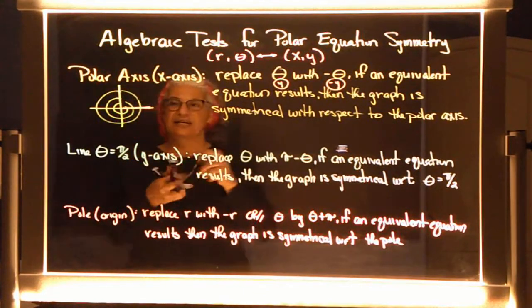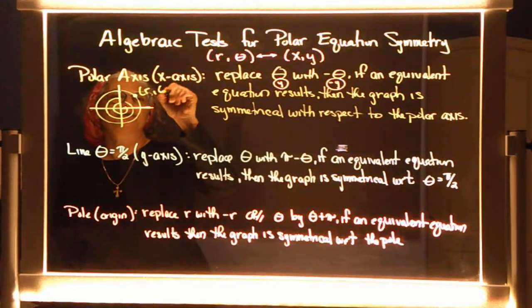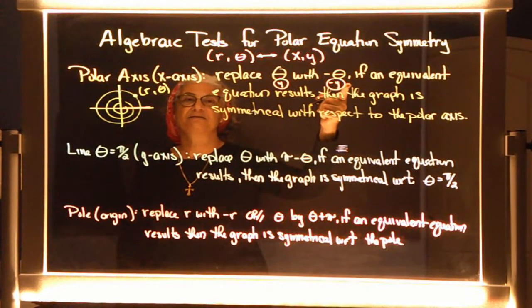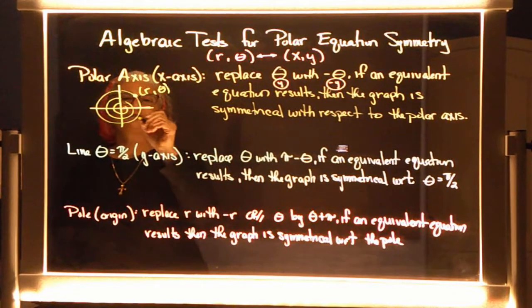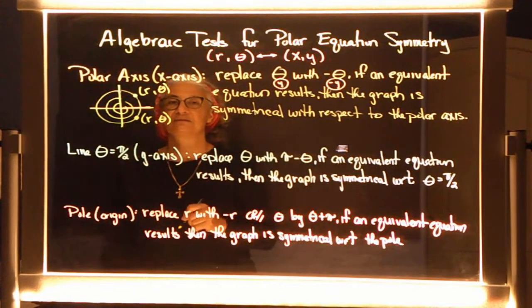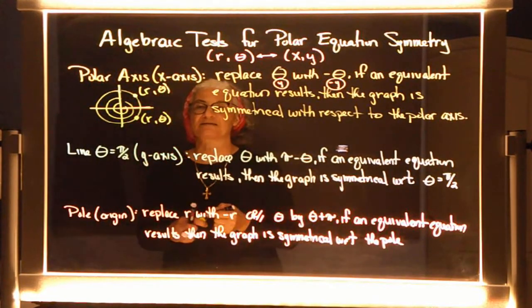So for instance, if I have this point r comma theta, and I replace theta with negative theta, right? And if I get an equivalent equation, then what that tells me is that I am going to get this point down here, which is symmetrical about the polar axis. You with me? This is what it would look like on the graph. It would be symmetrical about the polar axis.